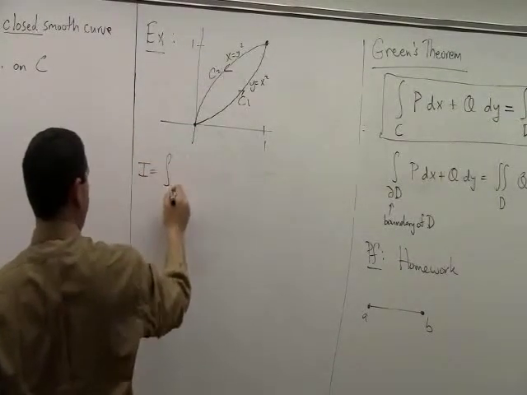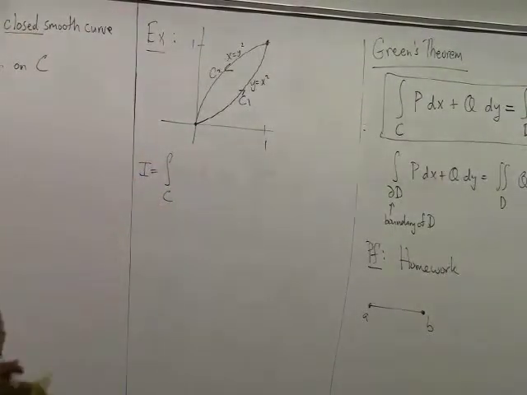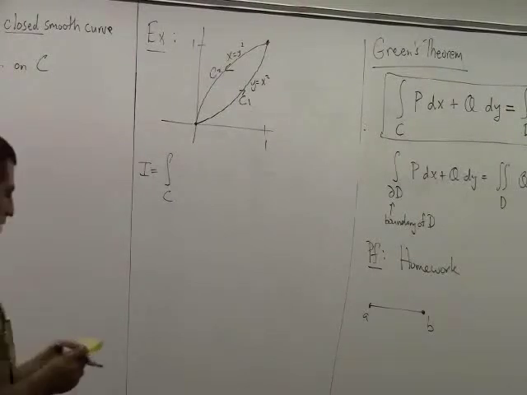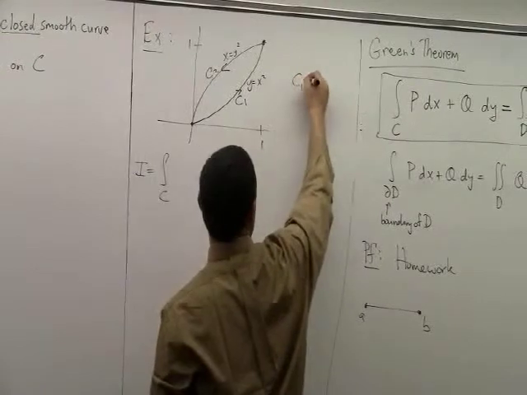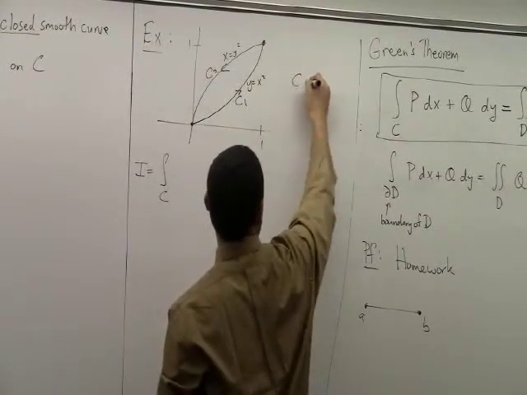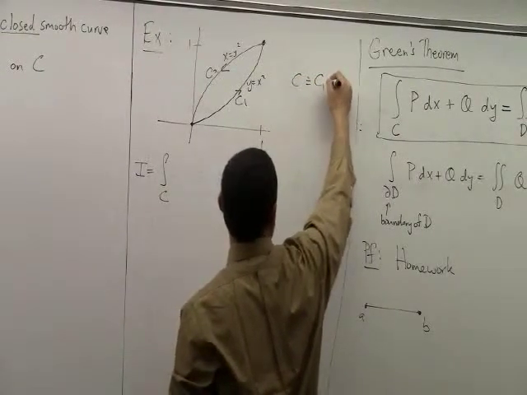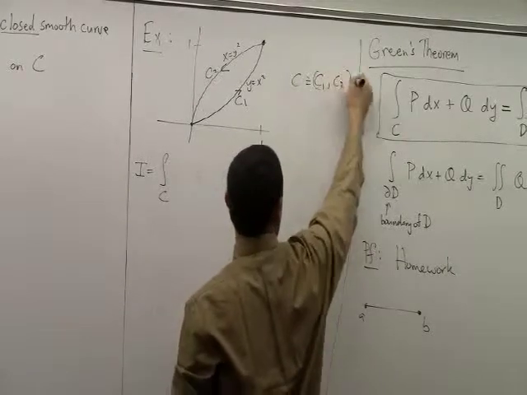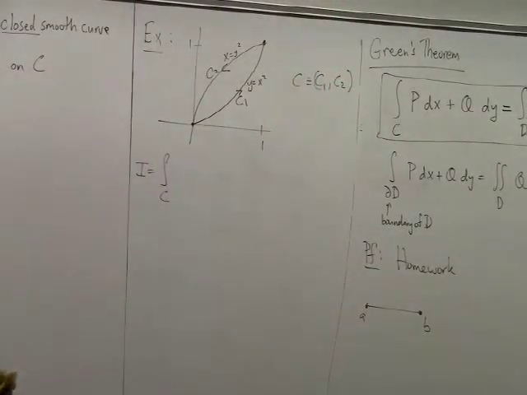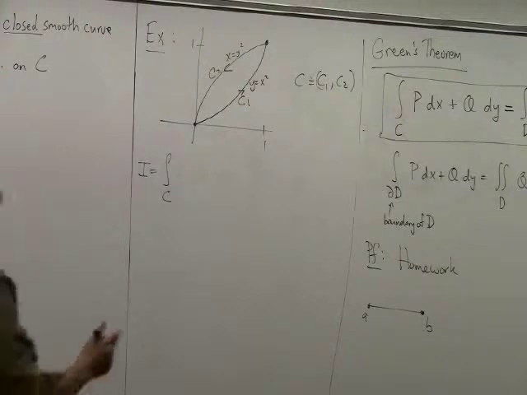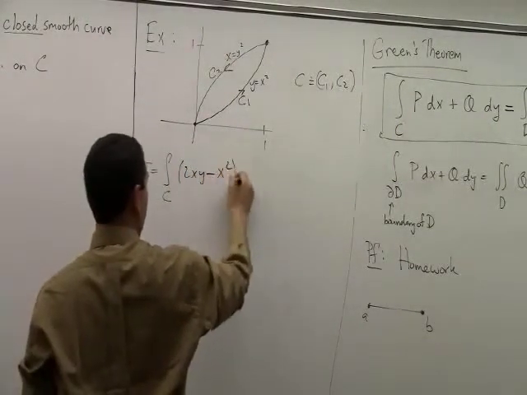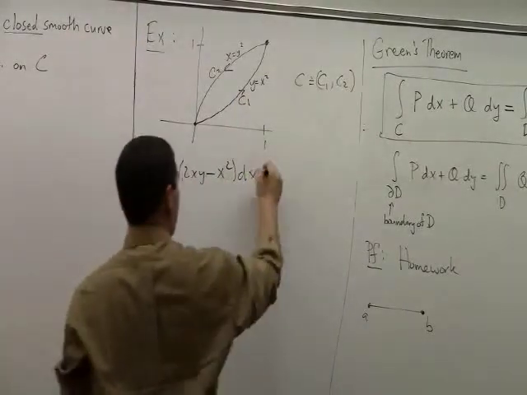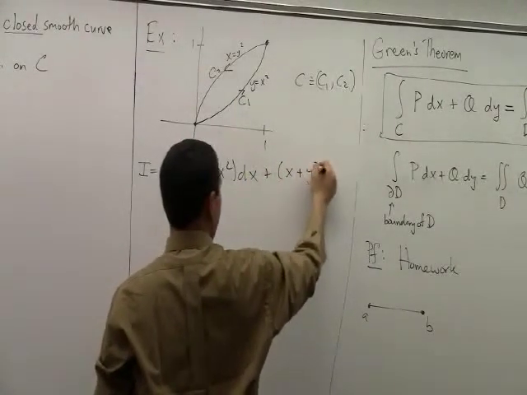Okay, so I want to compute the following integral. I'm going to label it I for my usual technical reasons. So C is just C1 and then C2. You do C1 first, then you do C2. We want to integrate the function 2xy minus x squared dx plus x plus y squared dx.